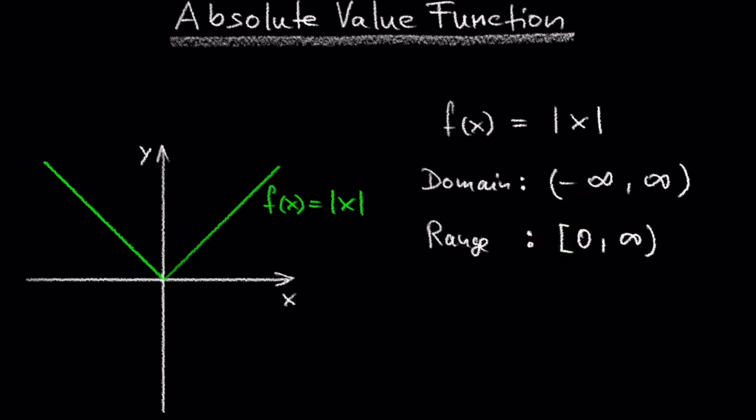Let's look at the graph to visualize that. The points on the graph in the first quadrant have positive x coordinates and positive y coordinates. The points on the graph in the second quadrant have negative x coordinates and also positive y coordinates. And the point in the origin has the coordinates 0, 0. In other words, we get 0 and positive y coordinates, but never negative y coordinates.